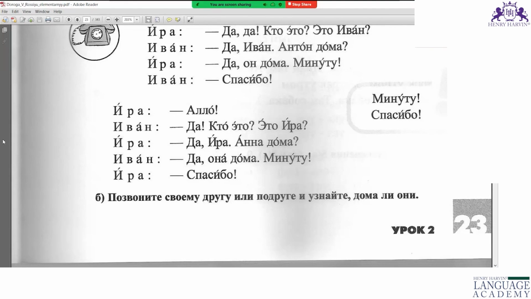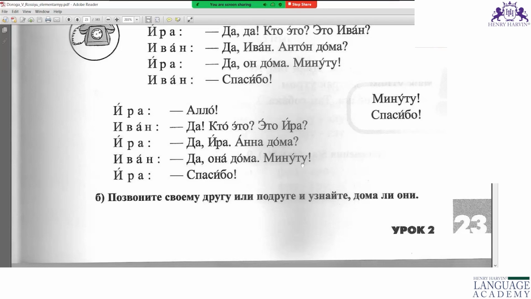Алло. Да, кто это? Это Ира? Да, Ира. Она дома? Да, она дома. Минуту. Спасибо. Very good.